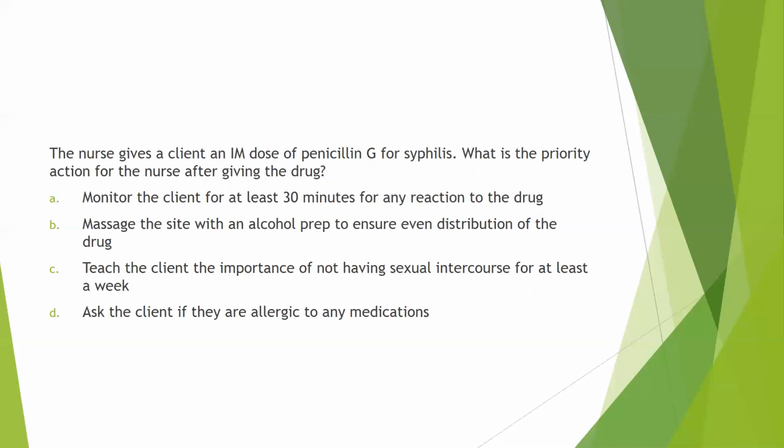So here we have penicillin G. What is the priority for the nurse after giving the drug? Monitor the client for at least 30 minutes for any reaction. That seems appropriate. Massage the site with an alcohol prep to ensure even distribution. That is not appropriate. That is not proper administration technique for an intramuscular injection. Teach the client the importance of not having sexual intercourse for at least a week. That is not appropriate here.